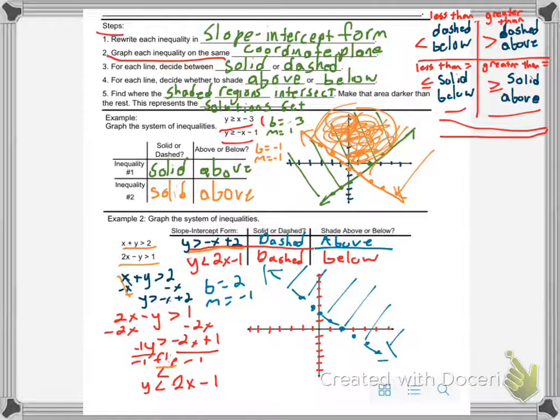Alright, my second one, we know is 2x minus 1, so on this one, my b is -1 and my m is 2, so I'm going to start at -1, go up 2 over 1, up 2 over 1, down 2 over 1, down 2 over 1. It is a dashed line as well, but this one is shaded below.